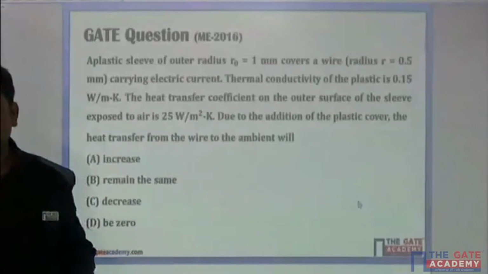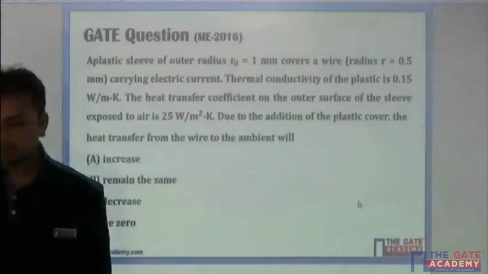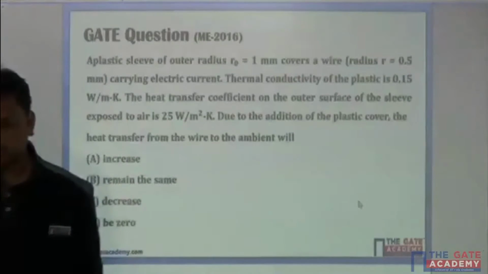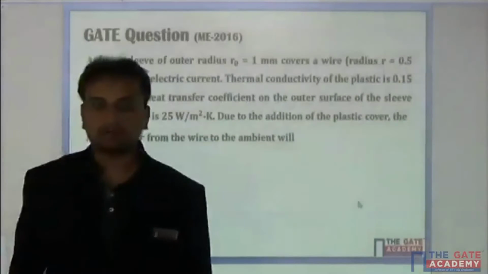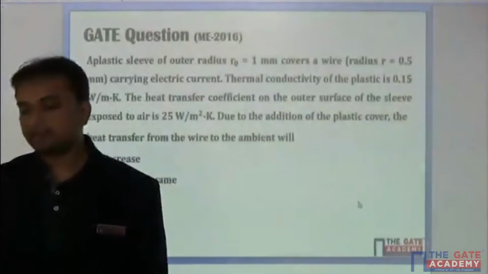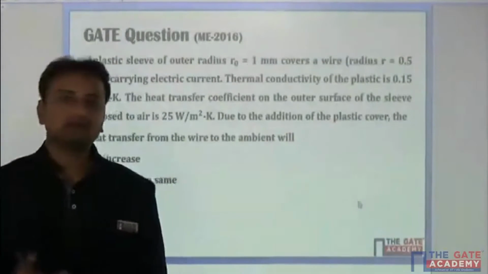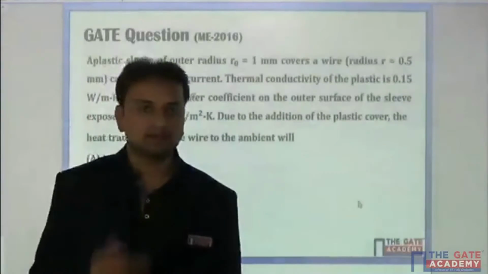A plastic sleeve of outer radius R0 equal to 1 mm covers a wire of radius 0.5 mm carrying electric current. The thermal conductivity of the plastic is 0.15. The heat transfer coefficient of the outer surface of the sleeve exposed to air is 25 W/m²K. Due to the addition of the plastic cover, what will happen to the heat transfer from the wire to the ambient: will it increase, decrease, or remain constant?